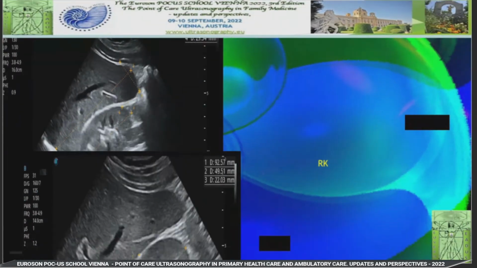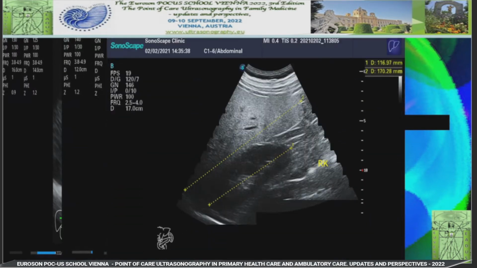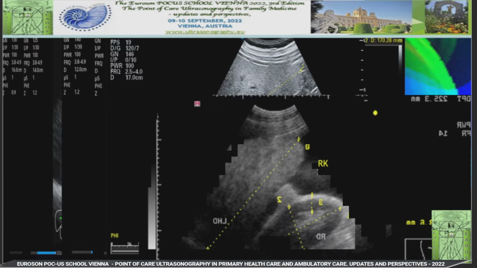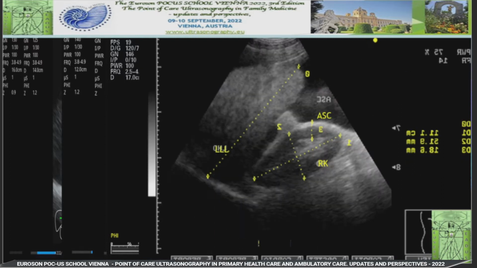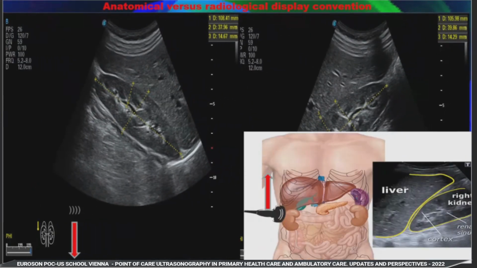And you can find here the steatosis, and this is the increase of the angle of the liver in the corner. And also you can find the cirrhosis and the comparison, and the presence of ascites in the Morrison space. This is the conventional image of this kidney, and also this is an anatomical version. And the difference depends on the direction of your probe.